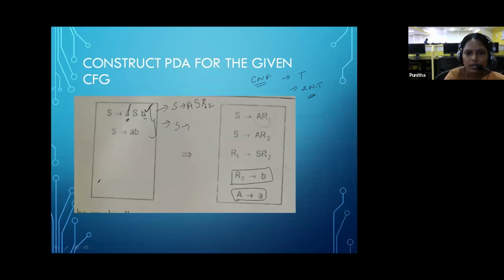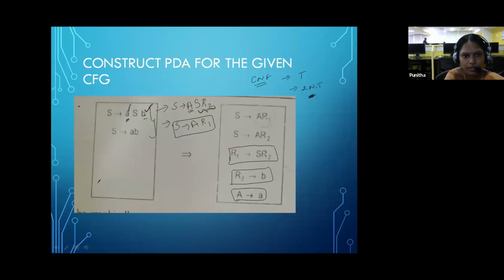Here in the RHS all the variables are non-terminals, but it should be two non-terminals. But here it looks like three non-terminals. So I need to simplify this again into two non-terminals. For making this simplification, I'm going for one more new production. I'm introducing this production, R1 tends to S R2. Instead of this S R2, I'm going to replace it with the variable R1. So I'm writing R1 instead of these two non-terminals. Yes, now I'm looking at this, and yes, this seems to be CNF.